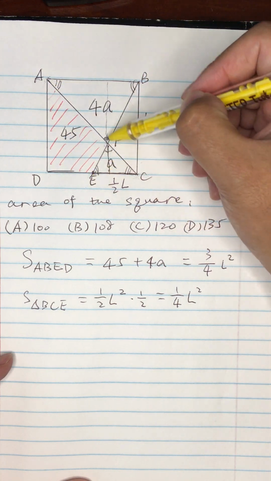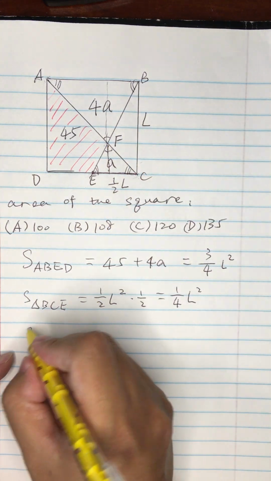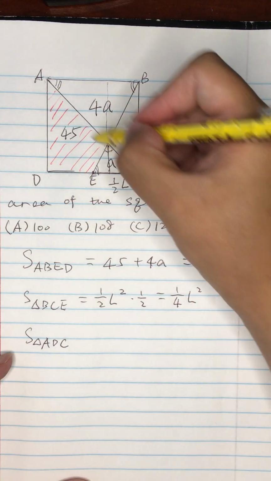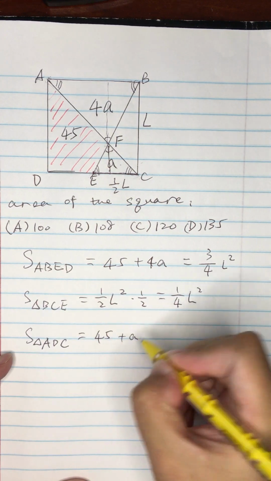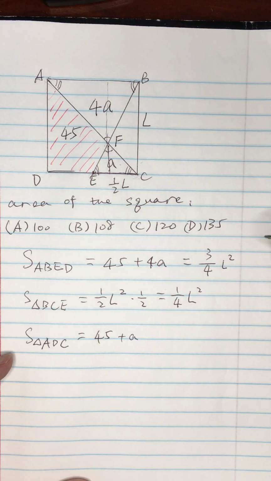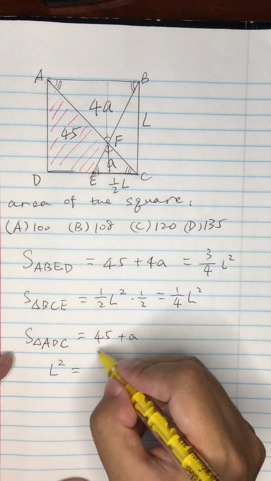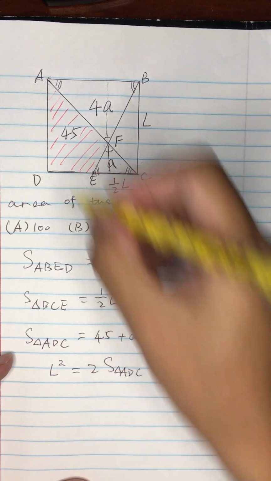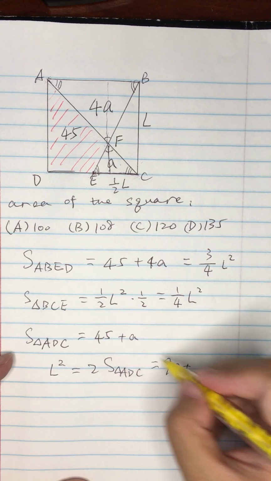And on the other hand, we have this area which is 45, and then plus this area which is A. So 45 plus A is the big triangle ADC. And 45 plus A should be half of the square. So we know that L squared, the area of the square, should be 2 times the area of ADC. That's going to equal 90 plus 2A.